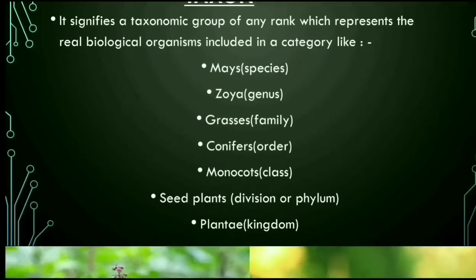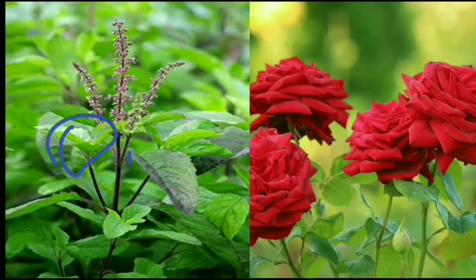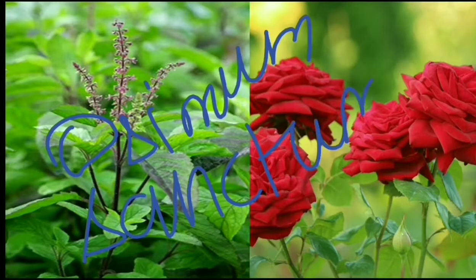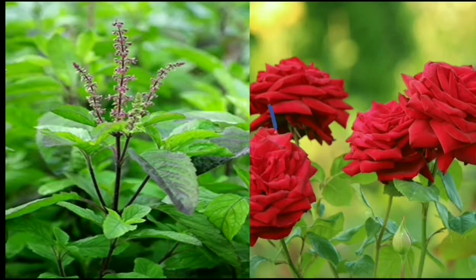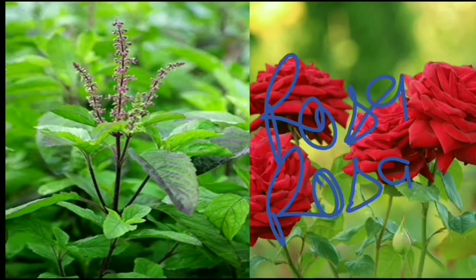Now, it is Ocimum sanctum. Ocimum is the genus of Tulsi. So Tulsi is the common name of Ocimum sanctum. And it is Rosa, which we basically know as rose.